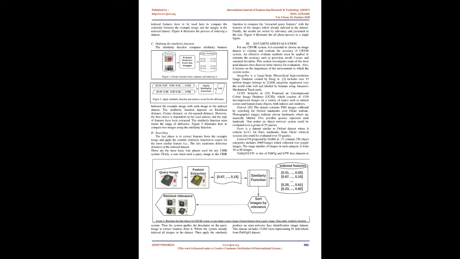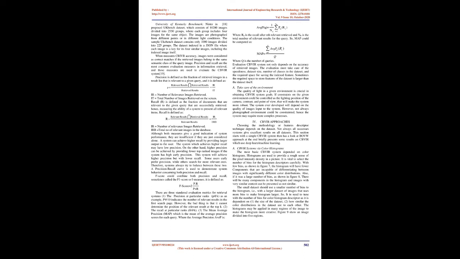Caltech 256, proposed by Griffin et al. [7], contains 256 object categories including 30,607 images collected from Google Images. The number of images in each category ranges from 30 to 80 images. PubFig 83 + LFW is a mix of the PubFig and LFW face datasets to produce an open universe face identification image dataset. This dataset includes 13,002 faces representing 83 individuals from the PubFig 83 dataset.